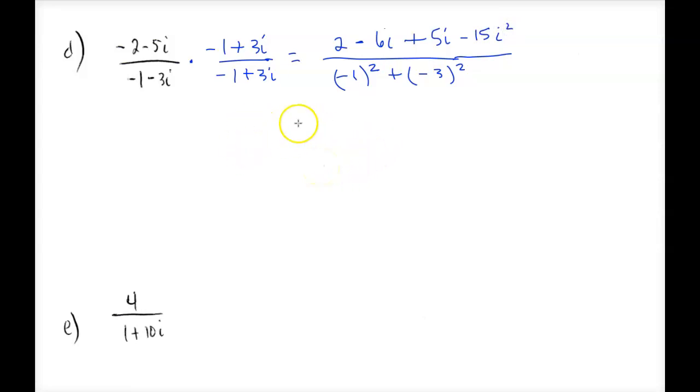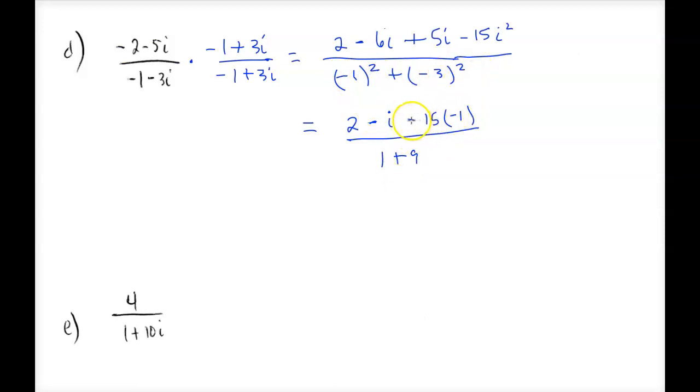And of course, from there, we just simplify and combine like terms. So we have 2 negative 6i plus 5i is minus 1i, or just minus i. And then, of course, i squared is negative 1 there. In the denominator, we have 1 plus 9, because negative 1 squared is 1, negative 3 squared is 9.